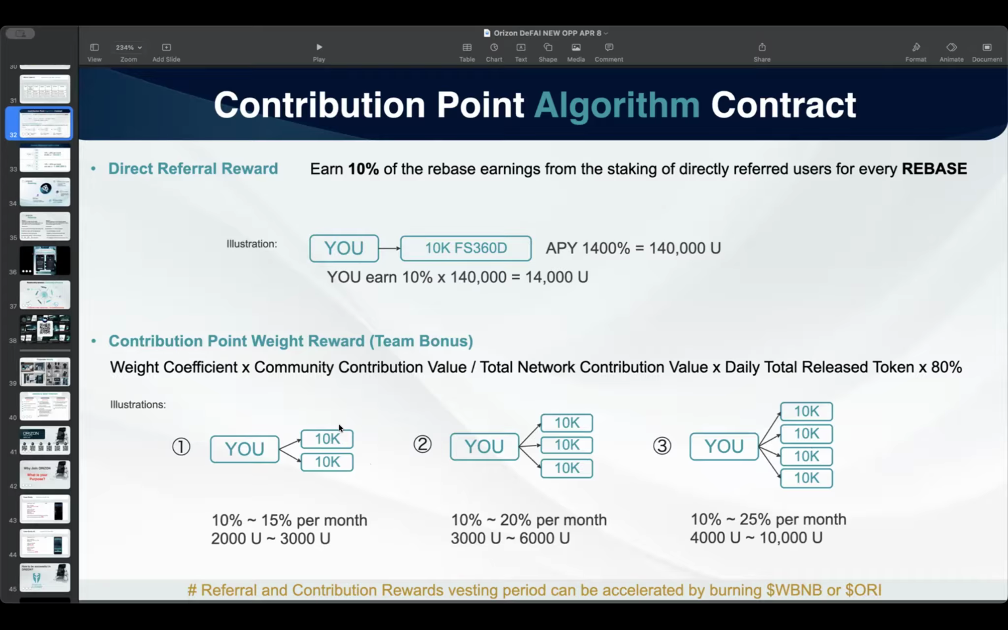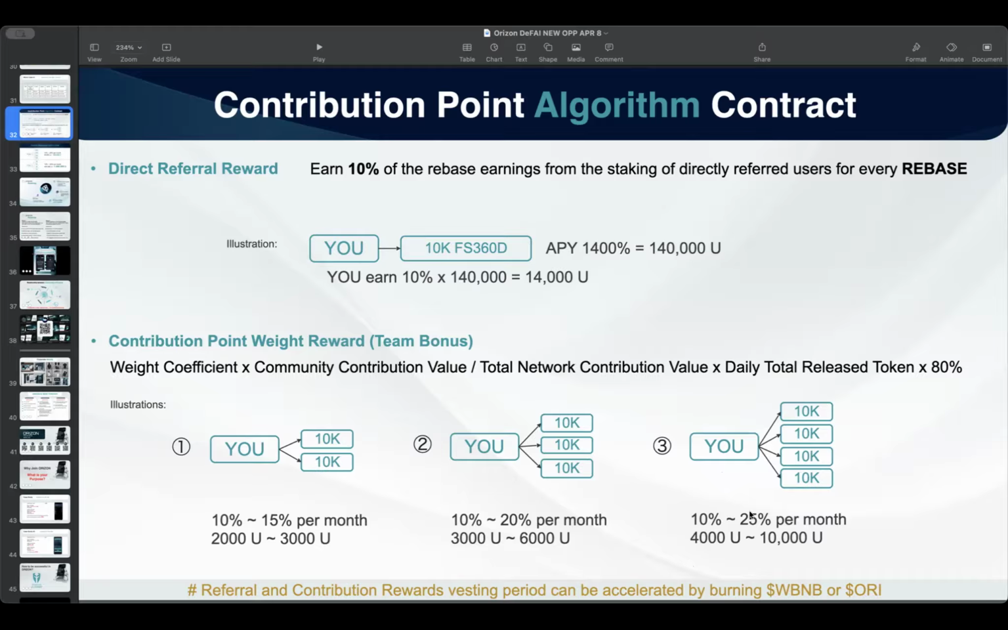If you do 2 legs and you have a volume, meaning everybody on the left leg is a value of $10,000, everybody on the right leg is a value of $10,000, you can be earning 2,000 to 3,000 USDT every month. Now, if you labor on 3 legs, you can earn more, 10 to 20% per month. If you labor on 4 legs, you can earn 10 to 25% per month. So here is $3,000 to $6,000 if it is 10K volume. And here is $4,000 to $10,000 if you have 4 legs of 10K volume.